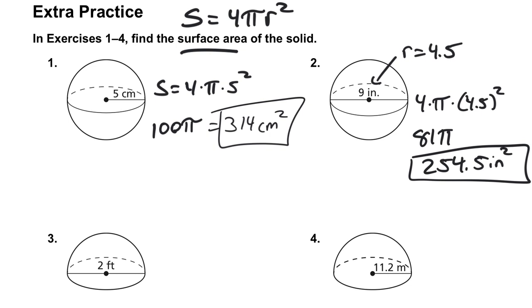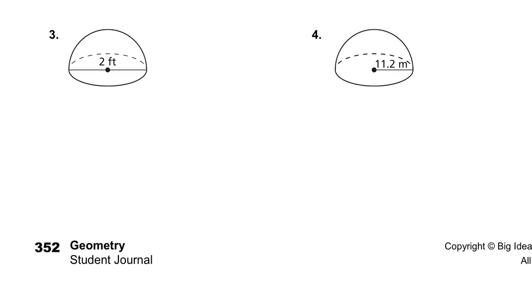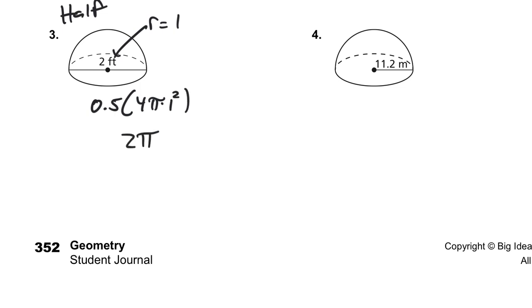Now, number 3, we get a diameter here, but it is of a hemisphere or a half sphere. So if that's my diameter, my radius is going to be 1, but this is a half of a sphere. So I'm going to take half times 4 pi times my radius squared, and that's going to give me 2 pi, which is also 6.3, and we'll call that square feet. Number 4 is the same thing as number 3, but you're going to use 11.2. Remember, you put that 1/2 in there because we have a half sphere or hemisphere.